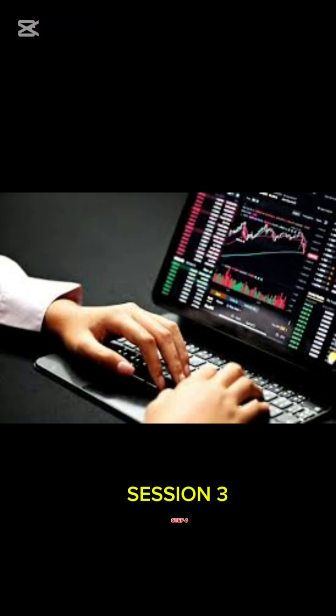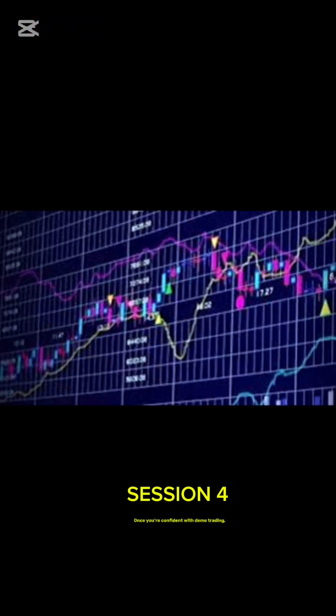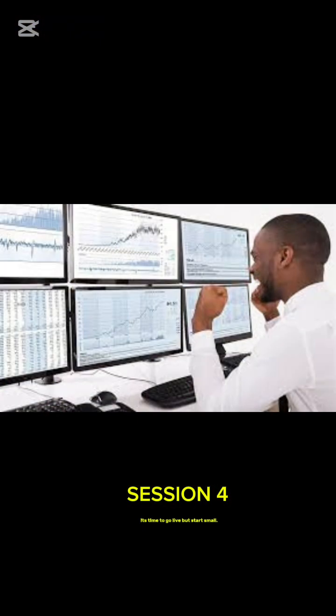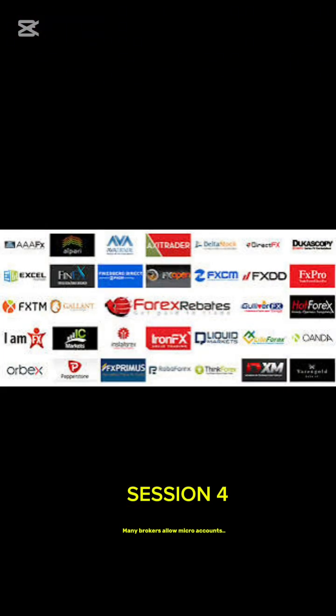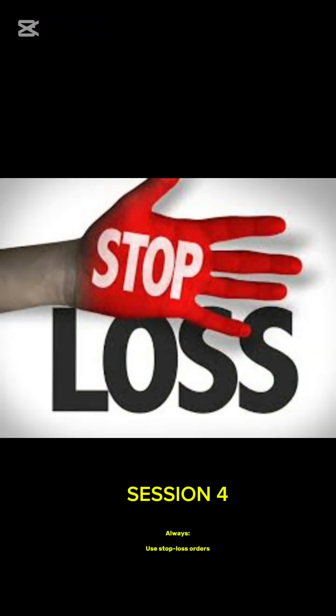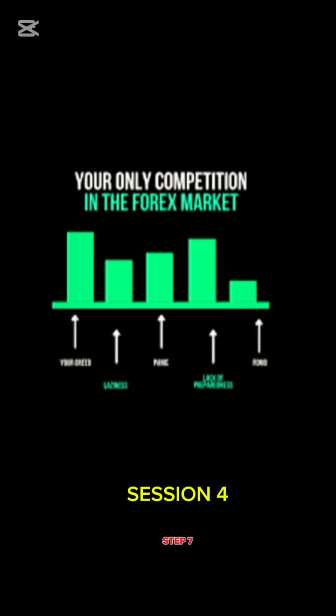Step 6. Start with a live account, but keep it small. Once you're confident with demo trading, it's time to go live, but start small. Use only money you can afford to lose. Many brokers allow micro accounts, where you can trade cents per pip. Always use stop-loss orders. Risk only 1 to 2% of your capital per trade. Never over-leverage.